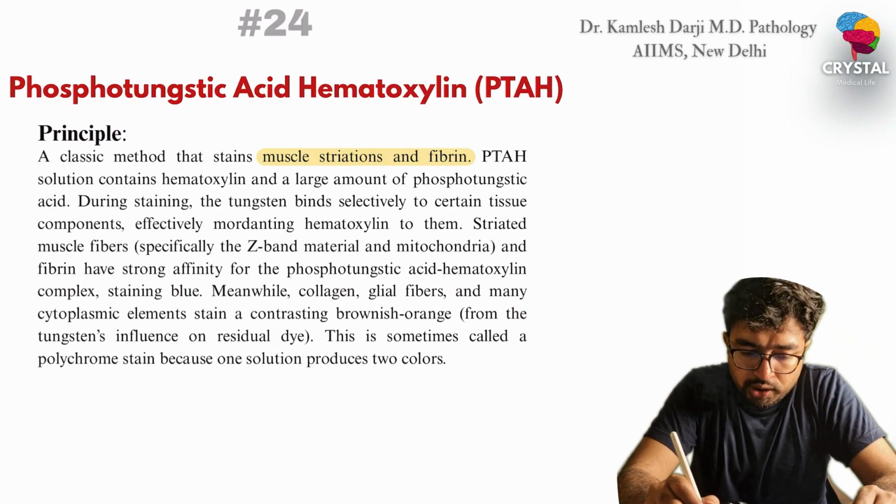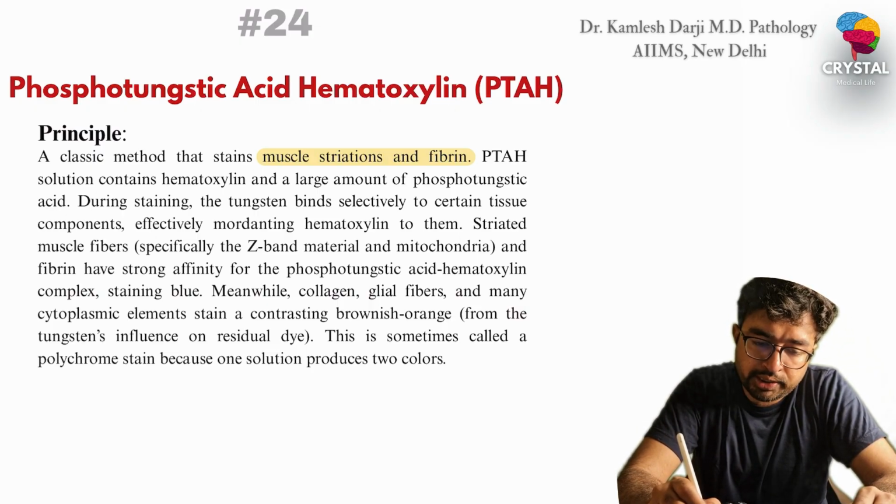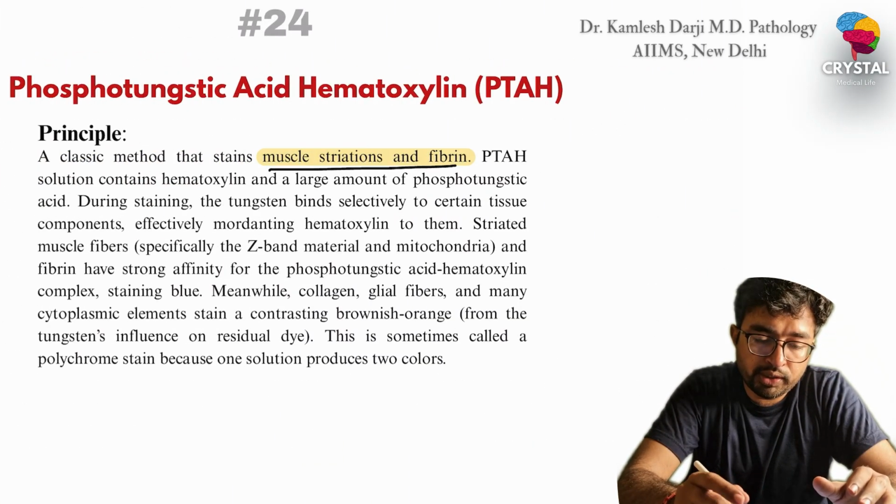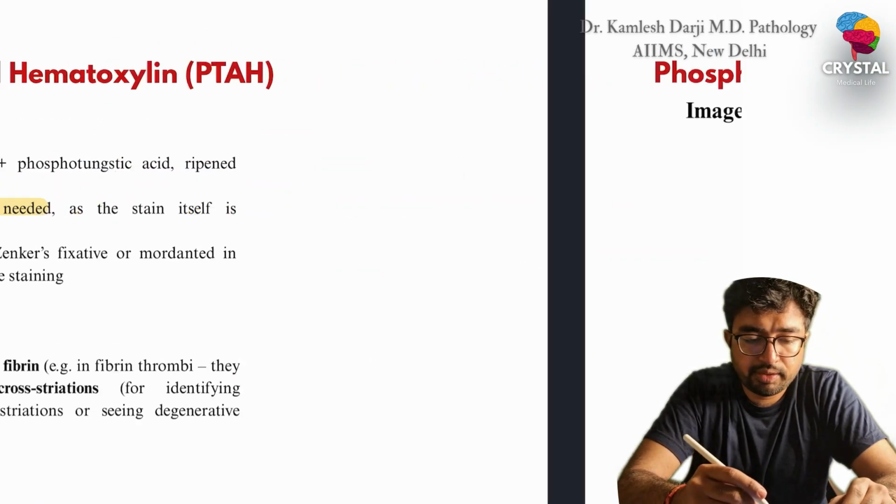Next one is the phosphotungstic acid hematoxylin. You should know about only one thing. It is used for the muscle striation and fibrae.